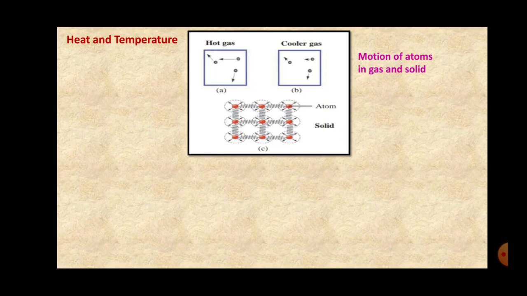Then the atoms, when they are present in a solid object, are very close to each other. They have a very strong intermolecular force, and because of that, they cannot move from their place. They cannot be displaced. But when heat is supplied to it, these atoms start moving around in a fixed position. And as we increase the temperature of the solid, the velocity of these atoms increases. Okay?